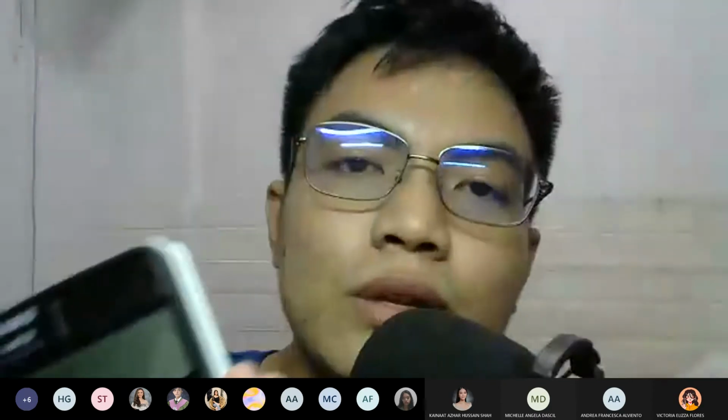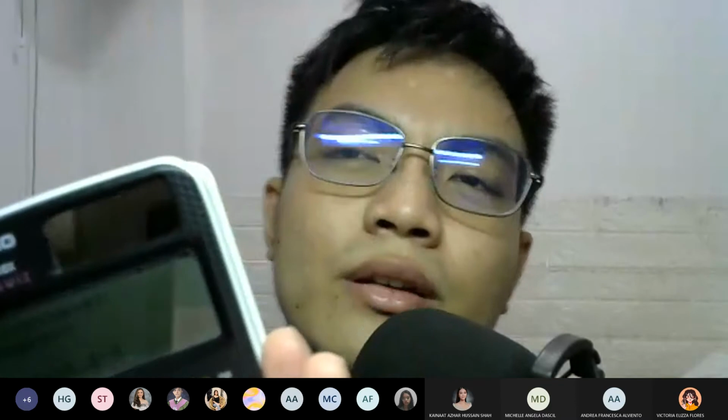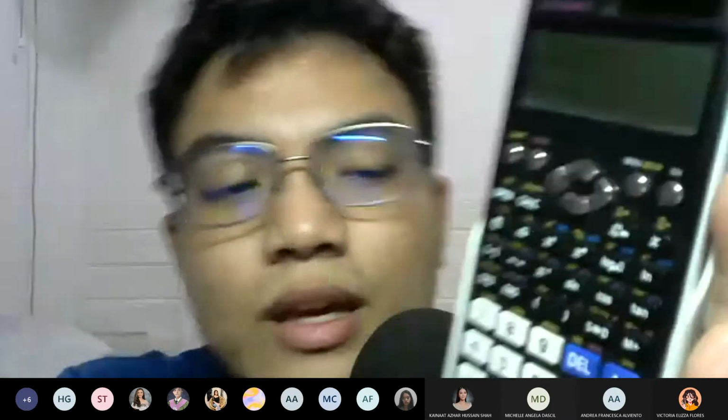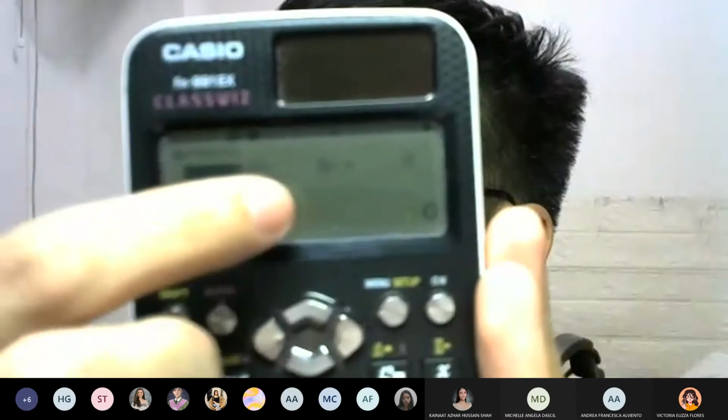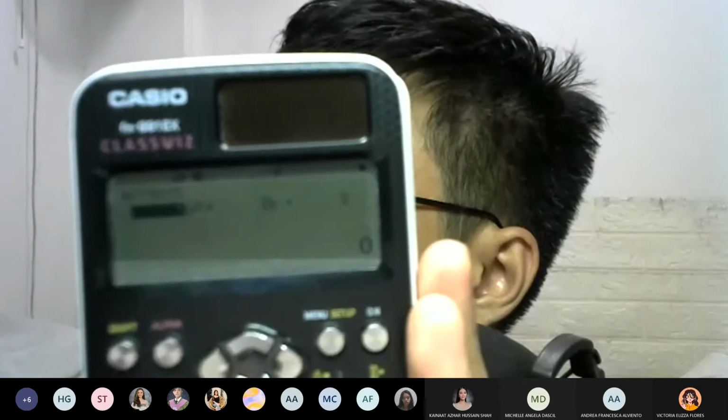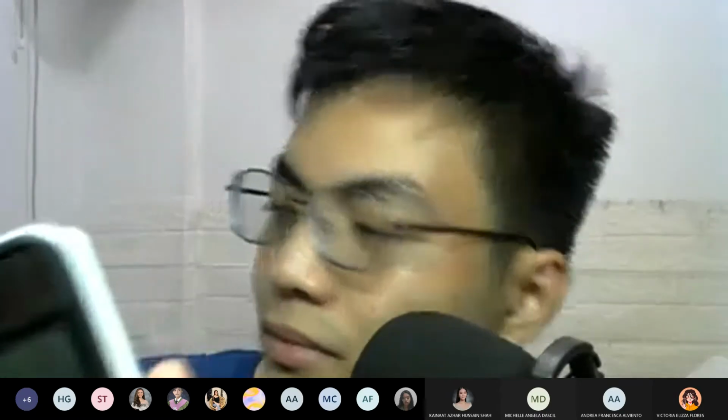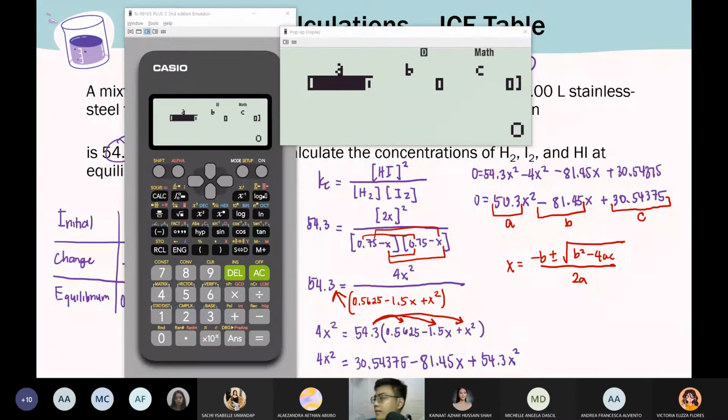Kung ano yung highest exponent, yun yung degree. Tandaan nyo. So, kung x cube yan, edi degree 3. Kapag x square, edi degree 2. Okay? So, in our case, degree 2. And you will be given the similar screen as I shown you earlier. Andito yung A, andito yung B, andito yung C. So, ganun lang. So, medyo iba lang yung step initially sa ClassWiz, pero after that, you will see the same.